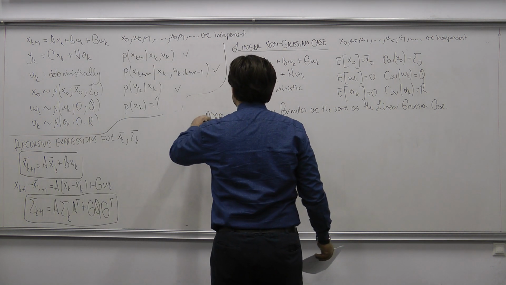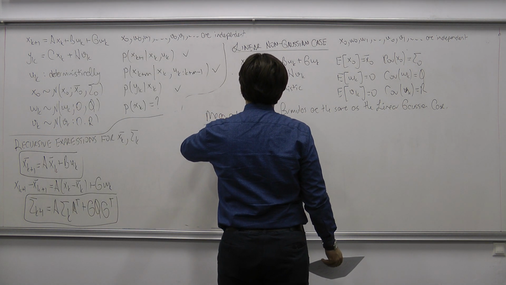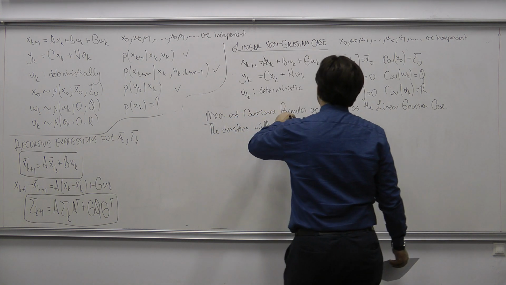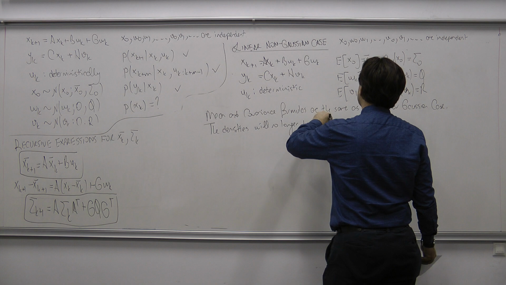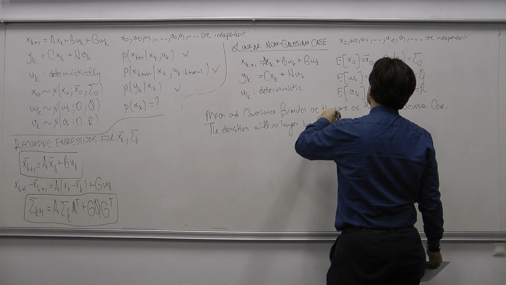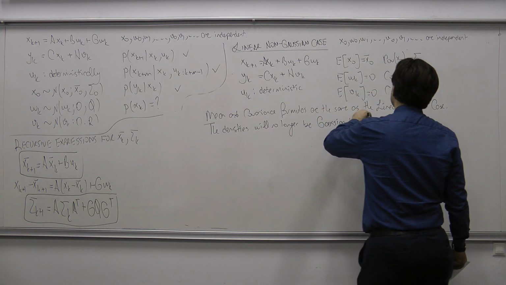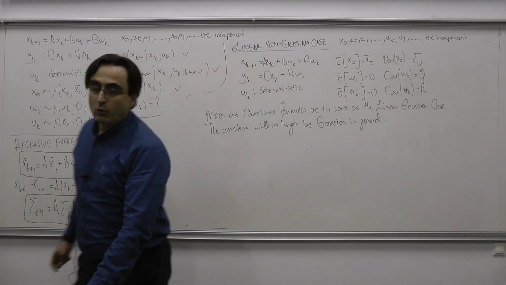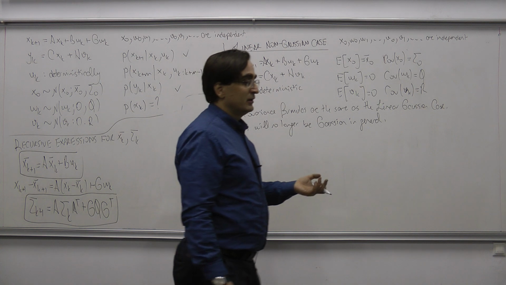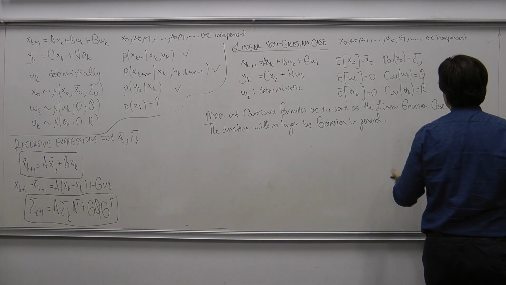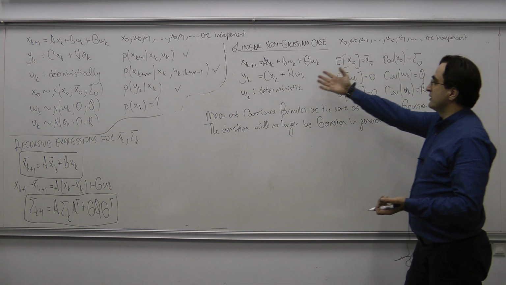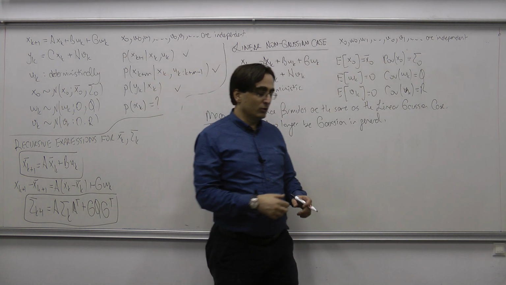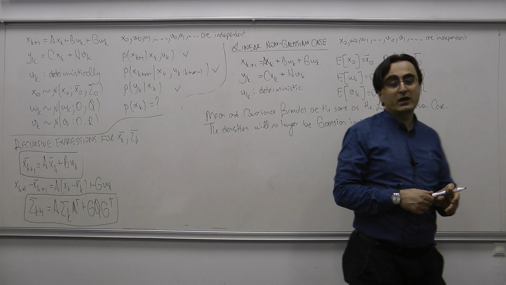The densities will no longer be Gaussian in general. Okay? So the means and covariances that we calculate will not be able to represent the densities, the transition densities, or the unconditional densities that we have found anymore.